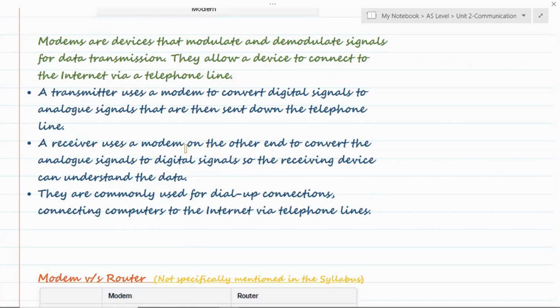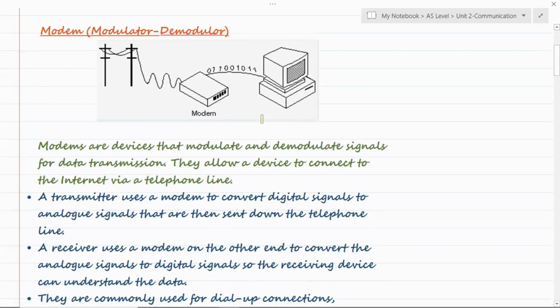analog and so on. So basically these are used for dial-up connections, connecting computers to the internet via telephone lines, right? So I hope the meaning is clear for modem. Modem is required to convert digital data to analog, analog to digital, right?